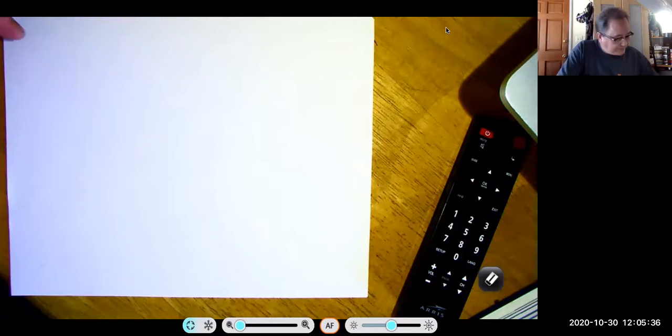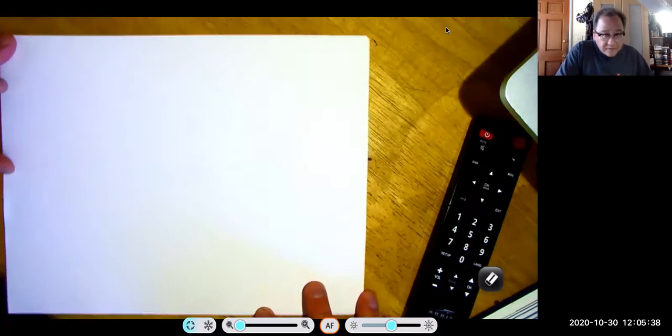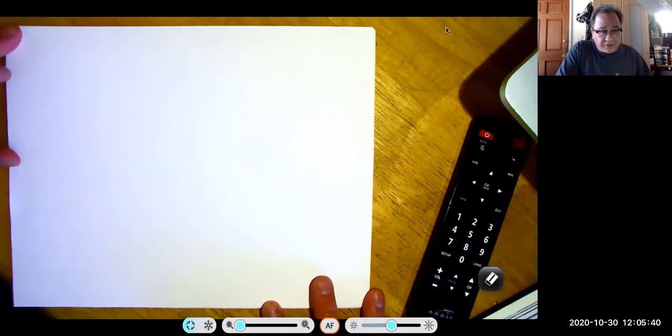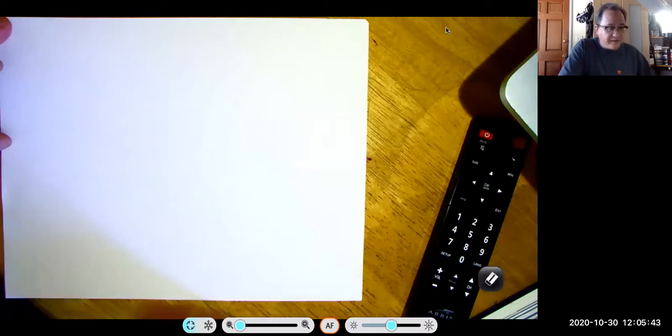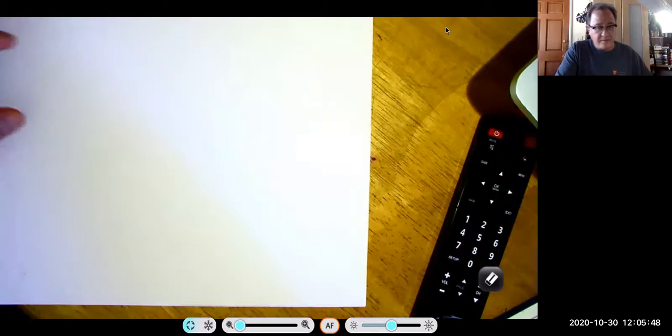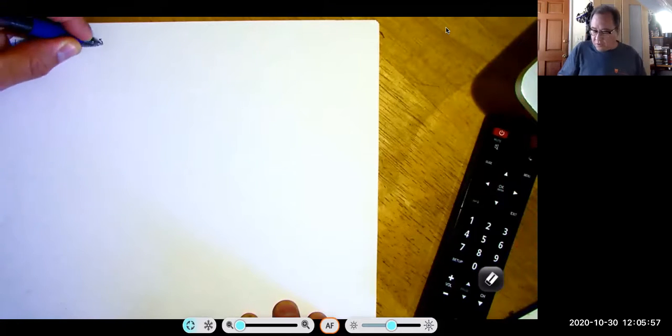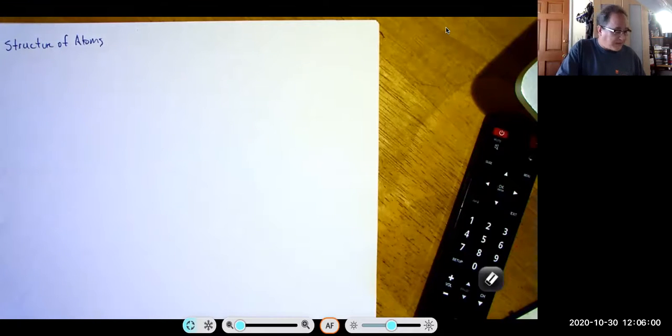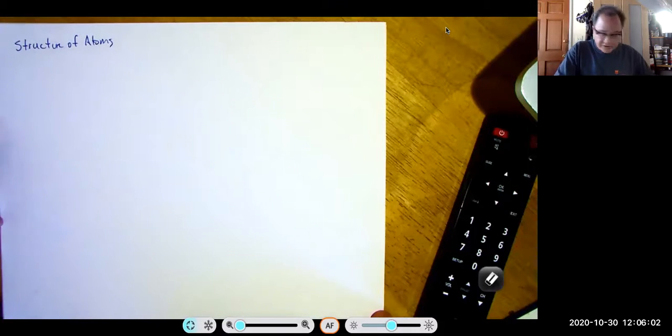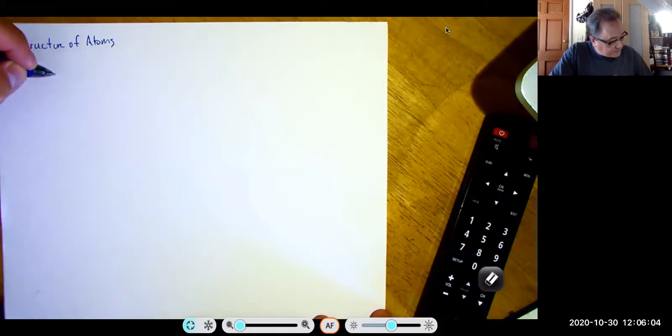Okay, so if you look at this next chapter, it's about the structure of atoms. And I'm going to zoom in a little bit so that we don't have all this space down here. So we're looking at the structure of atoms. And going through here kind of quickly, section by section, the very first section is called electromagnetic radiation.